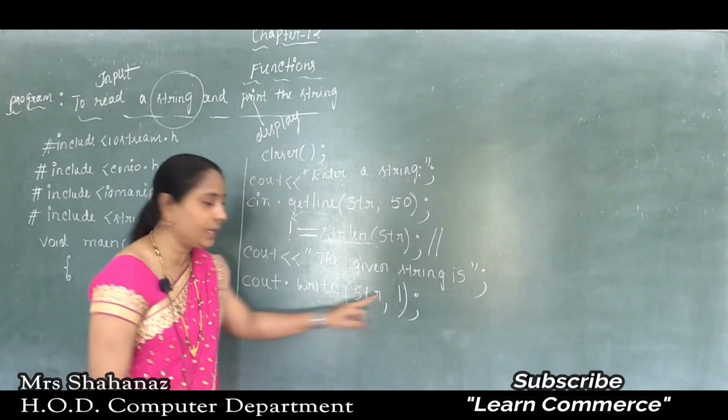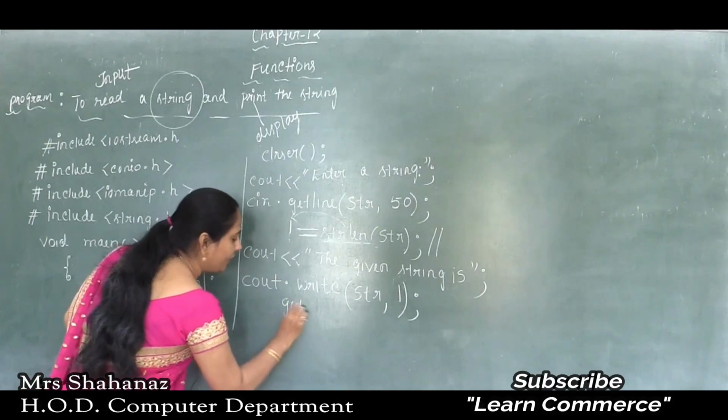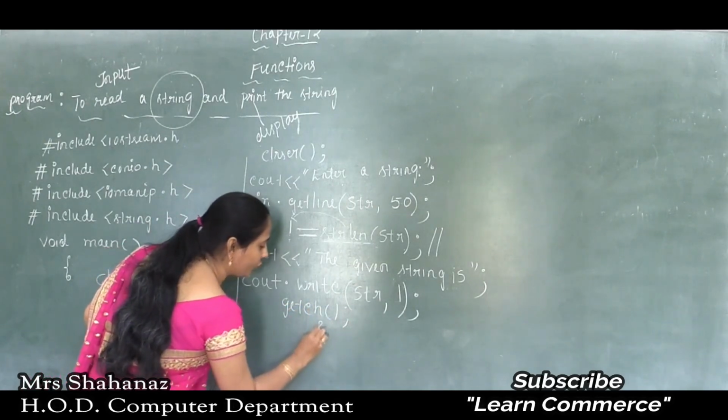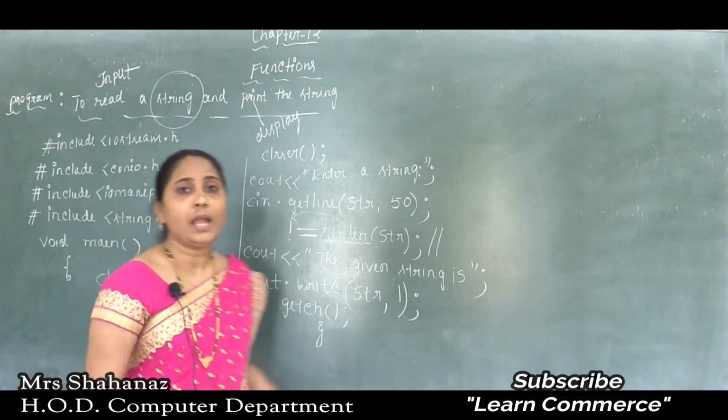And later, finally we need to use the gets here. We need to use the gets here and the closing of the flower bracket.